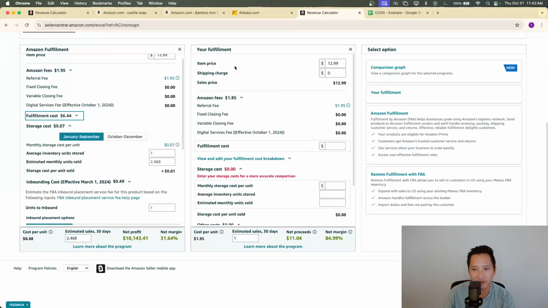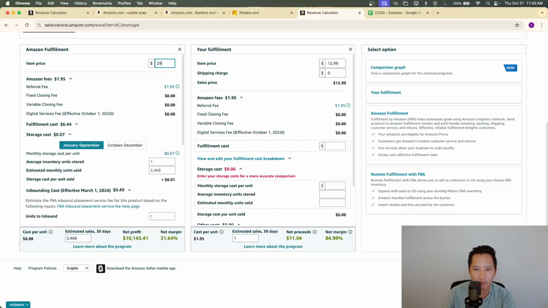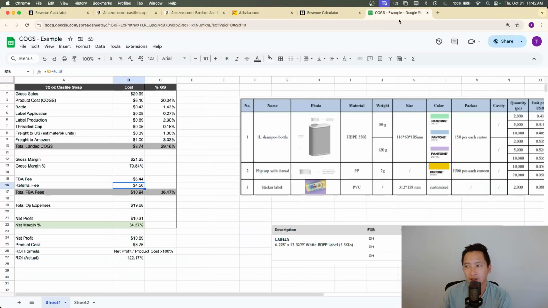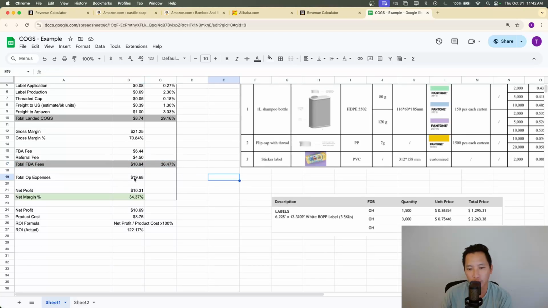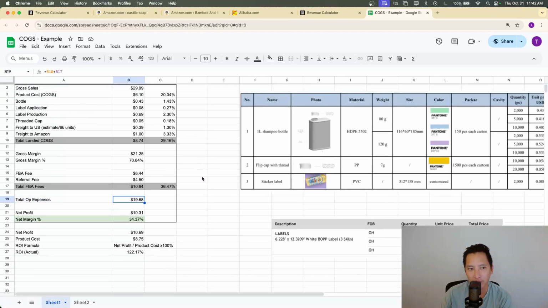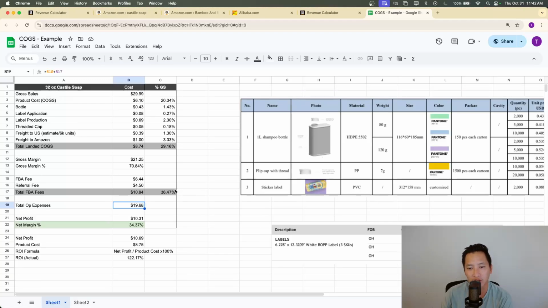And then our referral fee, remember, we're going to update our price here, $4.50, because they take 15% of the item price. So that's super important when you decide what you're going to price at. Your total FBA fees is $10.94. That means your total operating expenses is going to be $19.68. Now, this is quite useful to outline it like this so you can understand where all your cost or your cost centers are.